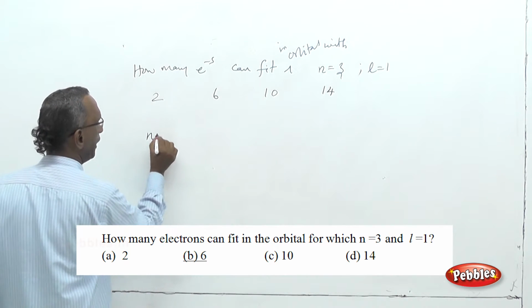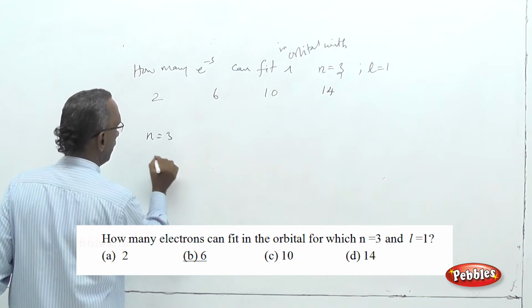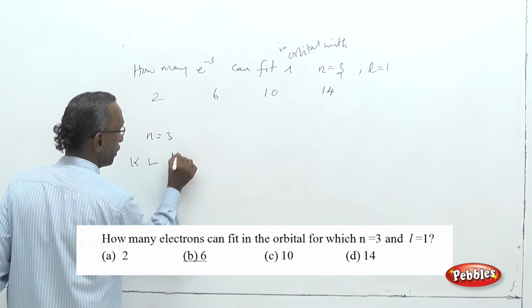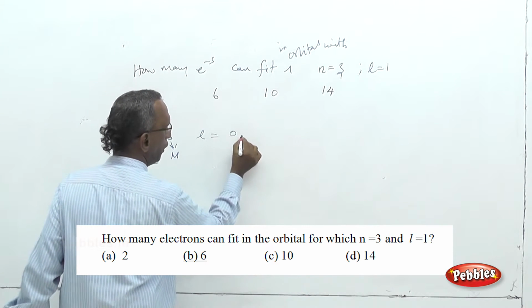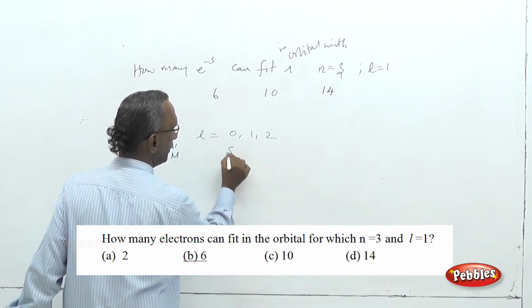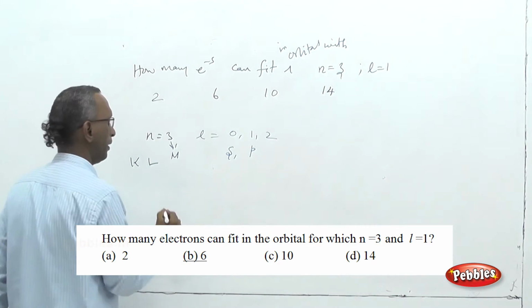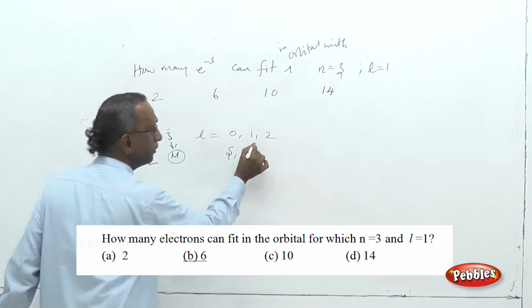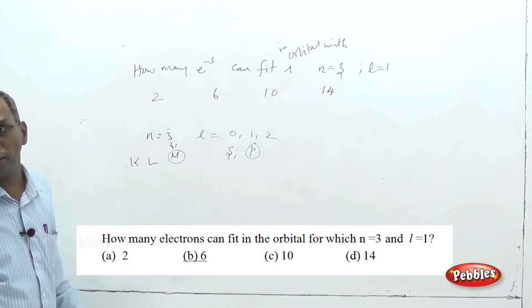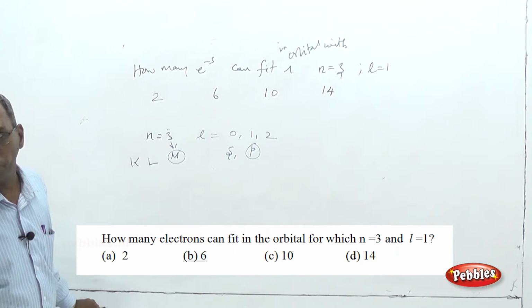First, n equal to 3 means K, L, M shell. And l equal to 0, 1, 2. This is the s orbital, this is the p orbital. So the electrons are in the M shell and p orbital.